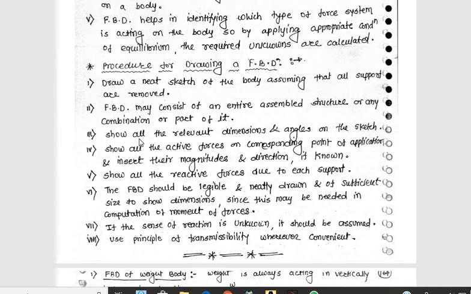If the sense of reaction is unknown, it should be assumed. Use the principle of transmissibility wherever convenient. We have already discussed this principle in unit number 1: the same force can be placed anywhere in the system as long as its line of action remains the same, whether it creates a pushing effect or a pulling effect. The final effect on the body remains the same, but the line of action should not be disturbed.